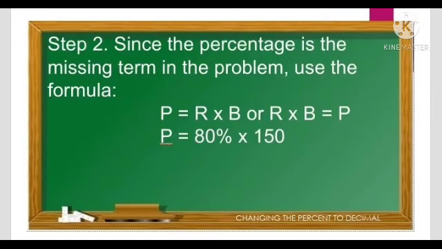Step 2. Since the percentage is the missing term in the problem, use the formula P is equal to rate multiplied by base, or rate multiplied by base is equal to percentage. P is equal to 80% multiplied by 150.